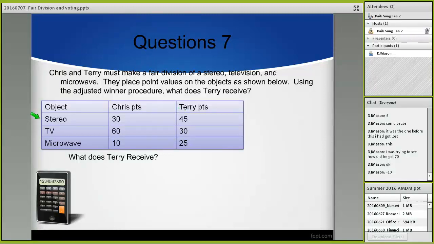Okay? So let's say for stereo, right? Chris gives the stereo 30 points out of 100, and Terry gives 45 points, meaning Terry wants the stereo more than Chris does. So Terry is going to get the stereo. Do you understand? You're getting the items, you're not getting the points. So what other thing will Terry get?